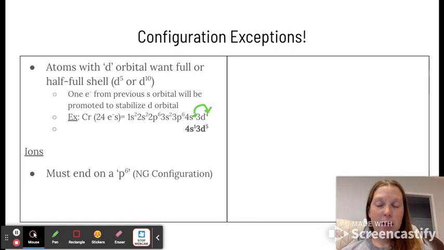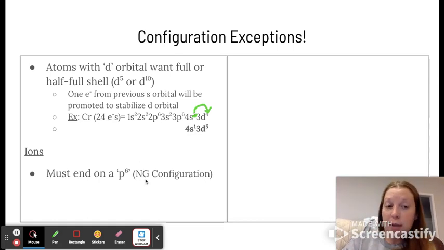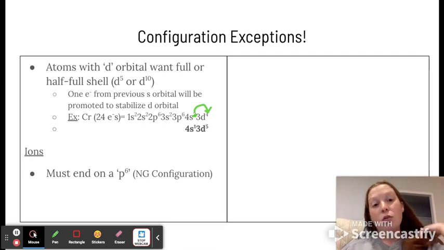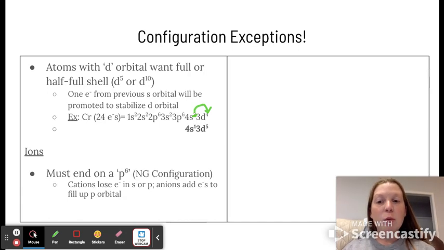Now let's talk about ions. So ions have to end on a p6 as well. So these need to look like a noble gas configuration, because the whole point of an ion is to gain or lose electrons to look like a noble gas, to be stable like a noble gas. So that's what we're doing here. So cations will lose electrons in the s or the p orbital to go down a shell to a full octet. Anions will add electrons to their outer orbital in that p shape to fill up that orbital.